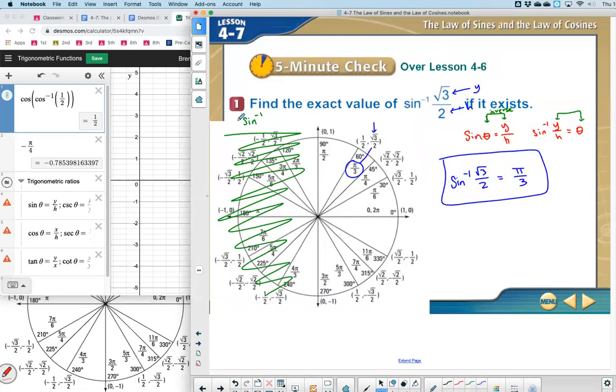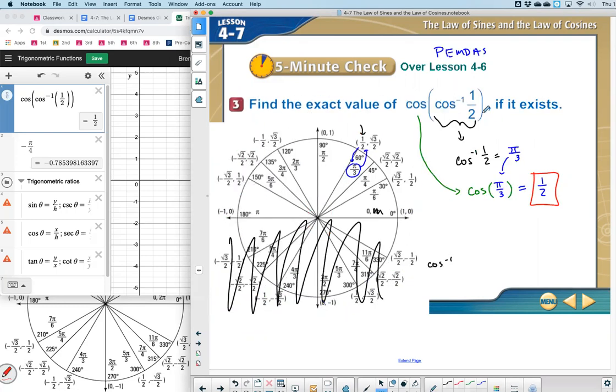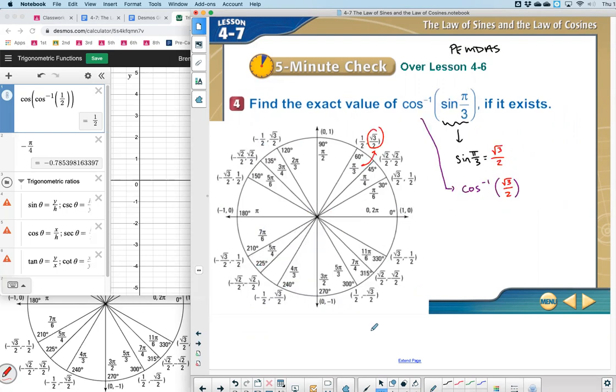Number 1 was sine, we crossed out left. 2 was tangent, we crossed out the left. 3 involved the cosine inverse, we crossed out the bottom half. What part of our domain are we now going to cross out? The bottom. The bottom half goes away.